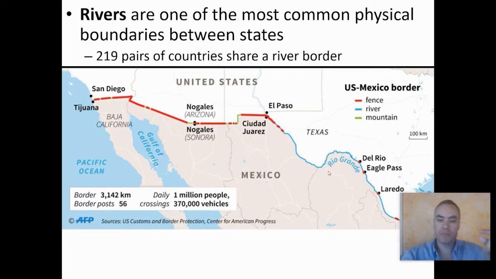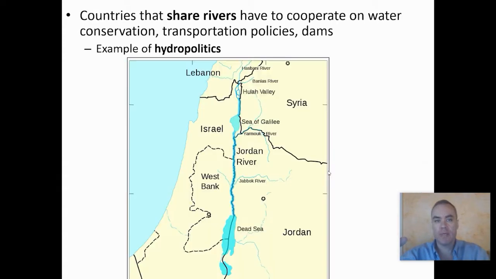The U.S. Customs and Border Patrol has boats that go up and down. They've got drones. They've got helicopters. But with a river that big and lots of wilderness on either side, it's very difficult to monitor. And when you have countries that share a river like that, whether it's a border or whether it's just a river that goes through many countries, then you have what you call hydropolitics, the politics of water.